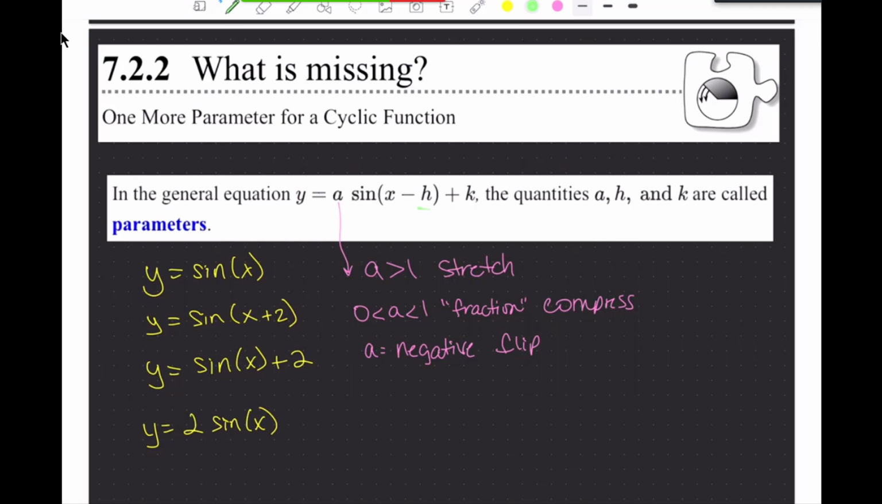Let's talk about our h. If I put in a positive h, I'd have like x minus 2. So for example, it would be x minus 2, and this is going to move it to the right. If it was a negative h, like x minus a negative 2, which would give us x plus 2, that's going to move it to the left.